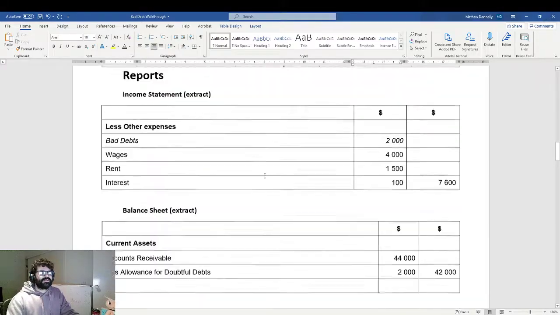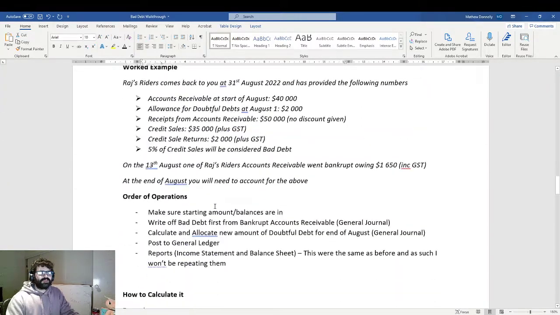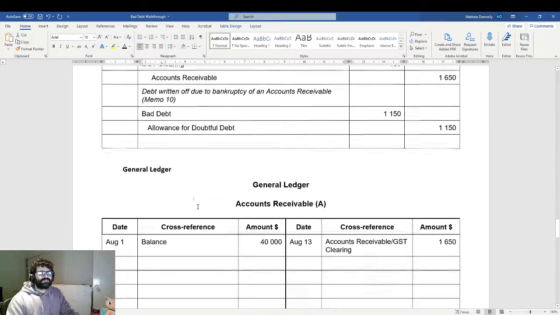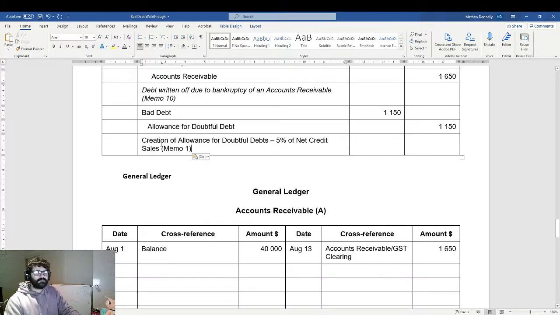And interestingly, if we go back up and we have a look, we can just put a very similar memo here, or narration.